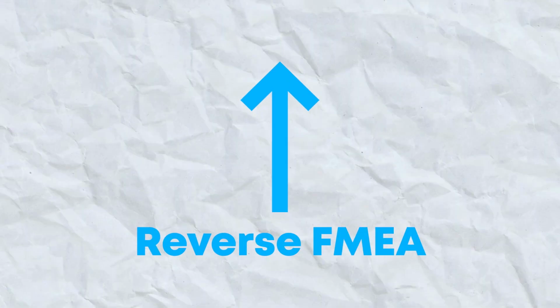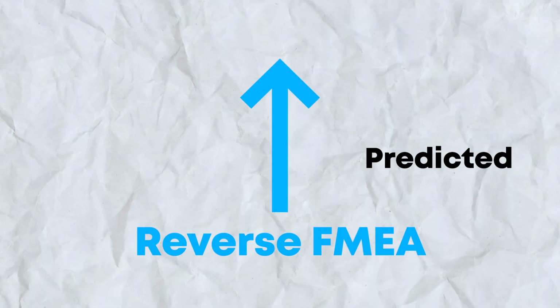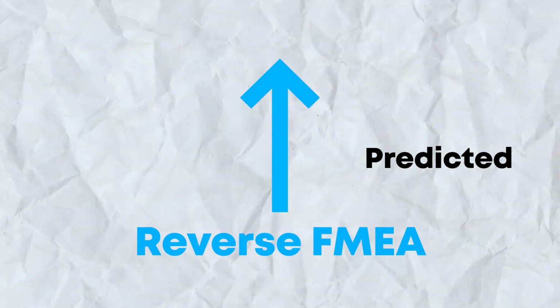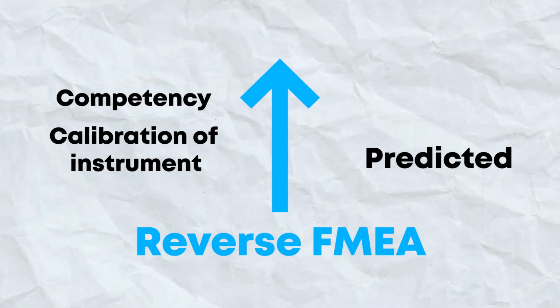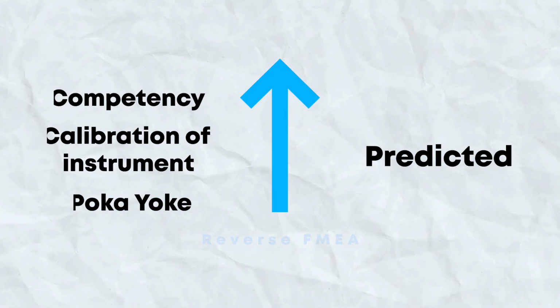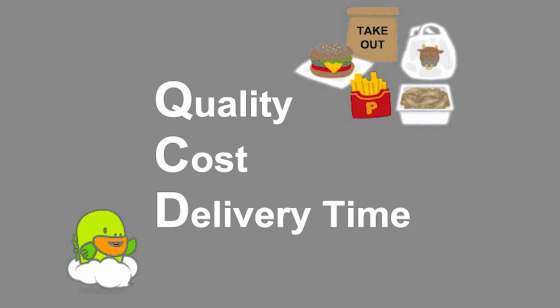Now, when we talk about reverse FMEA, it's a bottom-up approach wherein we are just trying to understand whether whatever has been predicted and specified in the FMEA is actually happening or not. Maybe we have specified certain competency, we have specified calibration of instruments, we have identified some poka-yoke, but is it actually implemented there or not? Then generally at the time of new development, we talk about voice of the customer in the form of QCD, quality, cost and delivery. Now, what is happening in the shop floor? Whatever targets were there in QCD in the beginning, are we able to meet them or not?